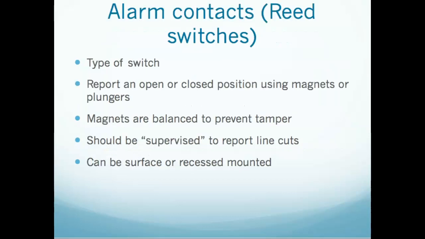So how does the system know whether the door is opened or closed? Well, it has something normally called a reed switch on the door, and there are other ways to do it, but the reed switch is pretty common, and when you see a picture of them in a second, you'll say, oh, I know what those are, right? They're a type of switch. They report open or closed position using magnets or plungers or something that separates and causes the system to say, hey, half of me is not touching the other half, right? They're usually magnets that are balanced inside so that you can't tamper with them. They're going to be supervised, and we'll go over supervision, but they can be surface or recess mounted.